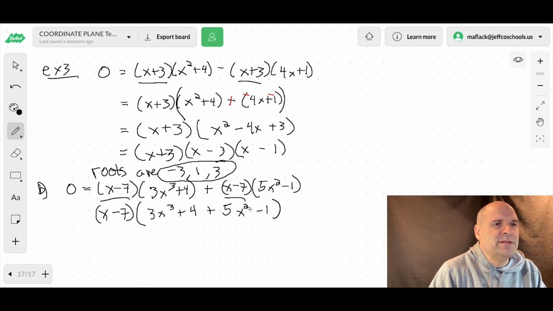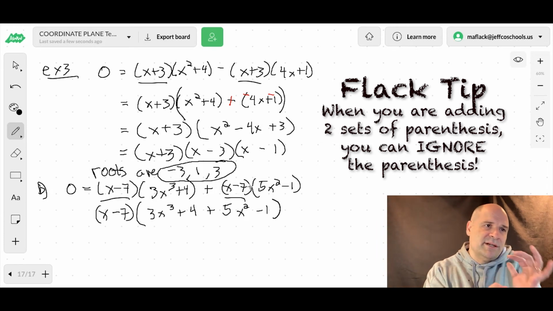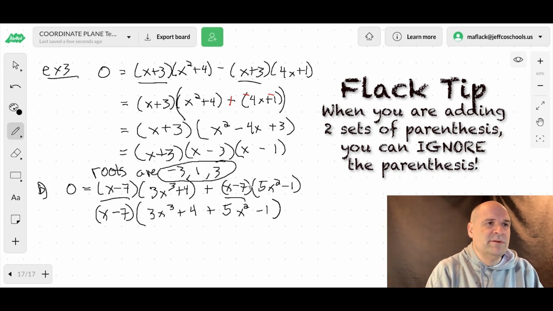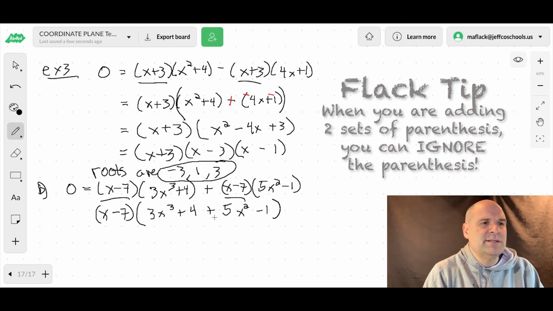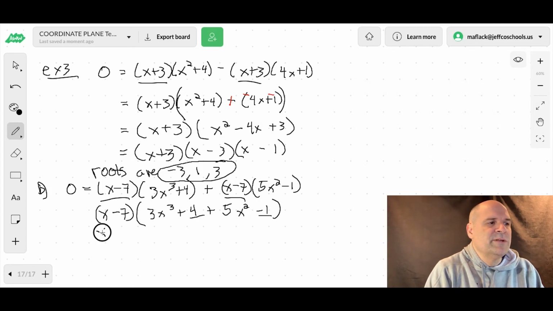Now, why didn't I put parentheses here and I put them up here? Well, when you're adding two sets of parentheses, then you don't need to be concerned about subtracting and all that weird stuff. So you can basically ignore the parentheses when you're adding two sets of parentheses with terms inside of them. Okay, so let's just clean this up a little bit. Really, there's only these two terms that we can combine because they're like terms. So we're left with x minus 7 times 3x cubed plus 5x squared plus 3.